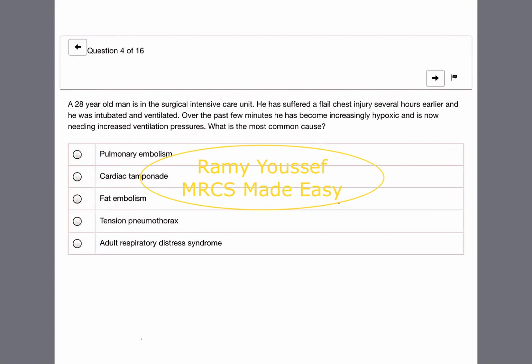Tension pneumothorax. Anyone has a different answer? We have. There is an appeal for option D. D. Okay, let's go for this question by exclusion.